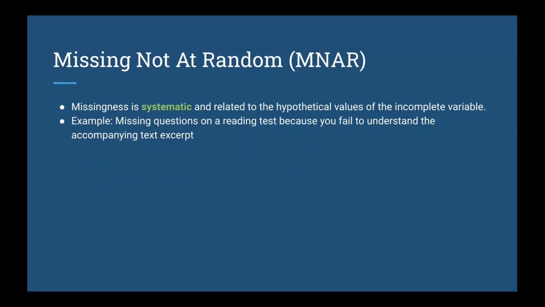And then missing not at random is the last of the three mechanisms. Here, the missingness is systematic, like MAR, and it's related to the hypothetical values of the incomplete variable. So this is staying within the incomplete variable itself. It's like if you're taking a reading test and you're measuring your score on the reading test. If participants don't understand the text excerpt, then they can't possibly respond to the questions. So their score is directly affected by the fact that they can't understand the exam.